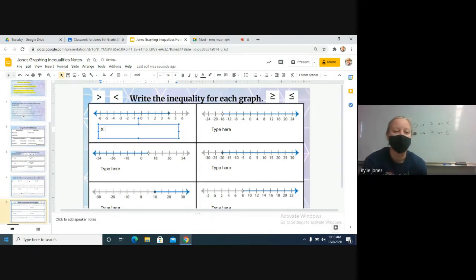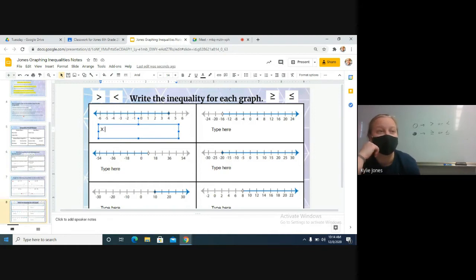Okay. Then we need to decide what sort of inequality we need. I'm going to start by putting what it is equal to. So x. Can I delete the type here, please? Yes, you can delete type here. Yeah, I just typed in a regular x. And then we need to figure out if it's greater than, less than, greater than or equal to, less than or equal to.